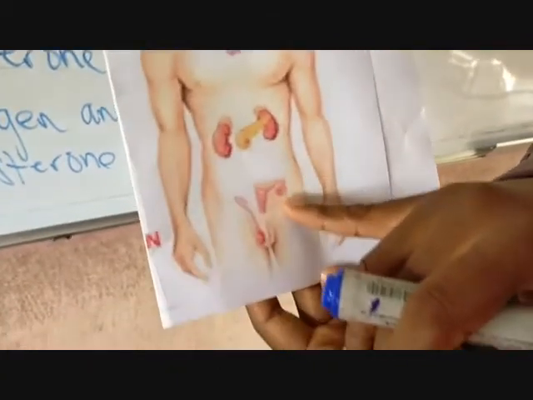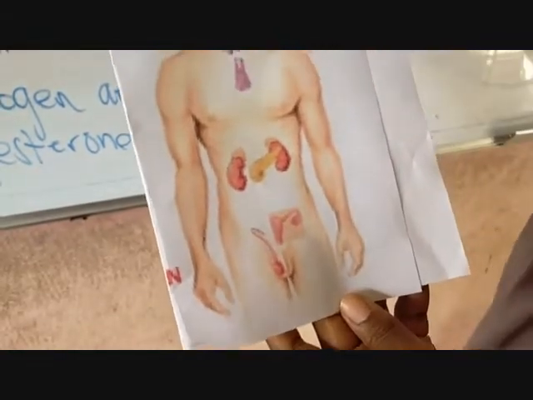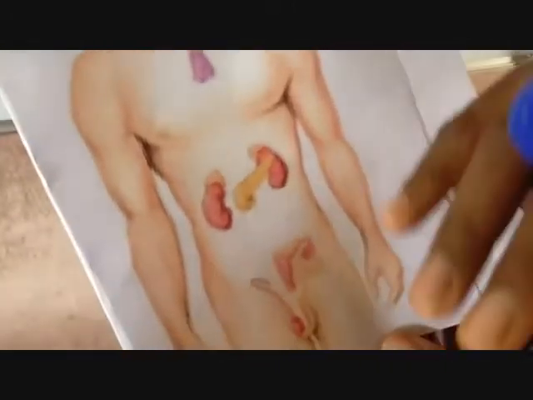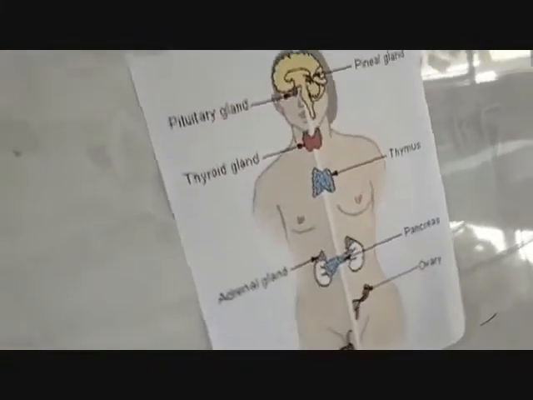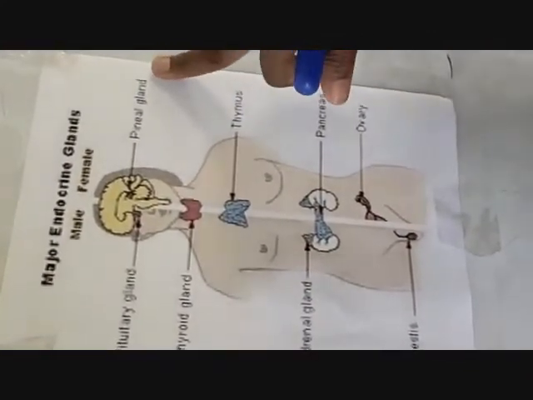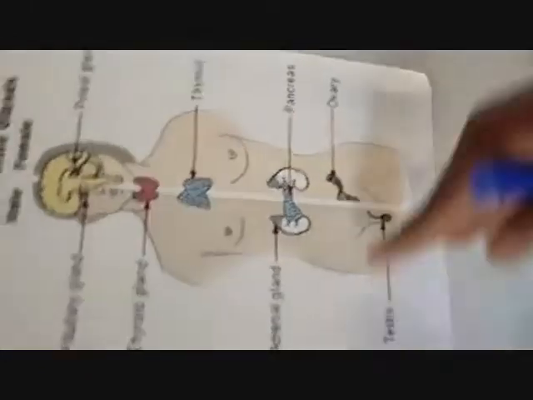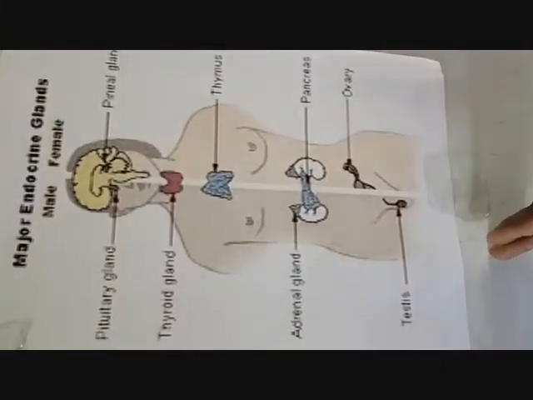When we move lower, in the female we have the ovaries, which also produce some hormones, as we already know. And in the lower part, we have the testes in the male, which also produce some hormones. Let's look at it over here: major endocrine glands in the body. This is a hermaphrodite. We all know what a hermaphrodite is. So we have the pituitary gland, the pineal gland, the thyroid gland, the thymus, the adrenal gland, the pancreas, the ovary in female, and the testes in male. As I told you, this is a hermaphrodite: one part female and the other part male.